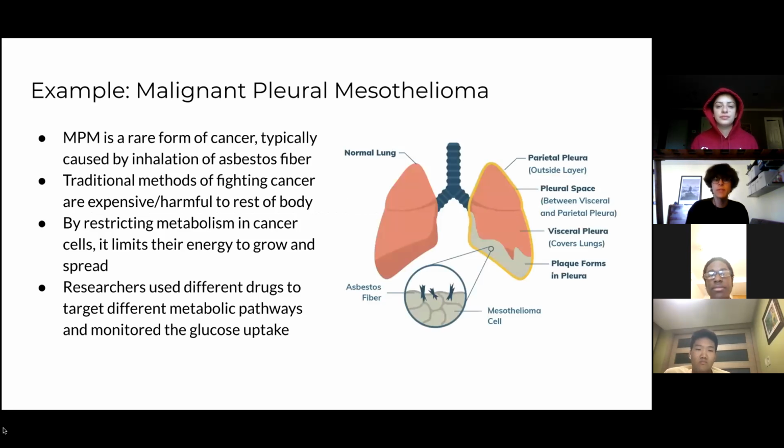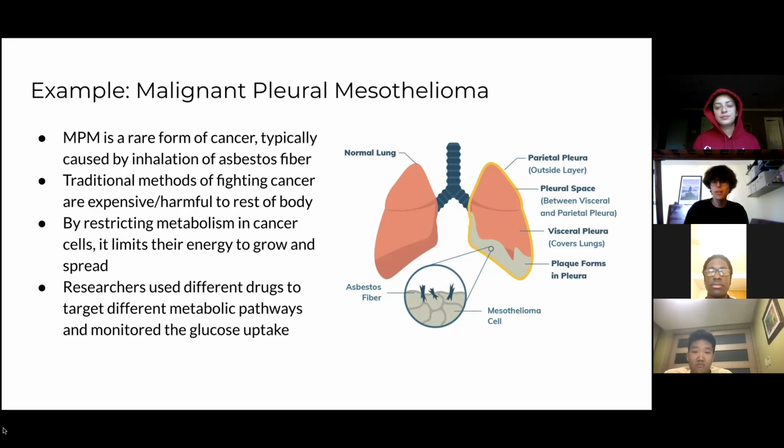A good specific example is a study on malignant pleural mesothelioma, or MPM for short. It's a rare form of cancer, typically caused by inhalation of asbestos fibers, which you can find in your attic, but maybe don't go looking for it. Traditional methods of fighting cancer are really expensive, so not everyone can afford them, and they're also harmful to the rest of your body. It's a little bit like taking the nuclear option, because certain forms of therapy can wipe out the bacteria in your gut and just hurt you. People want the patient to be in as good health as possible.